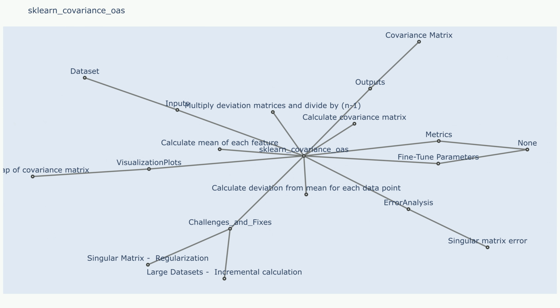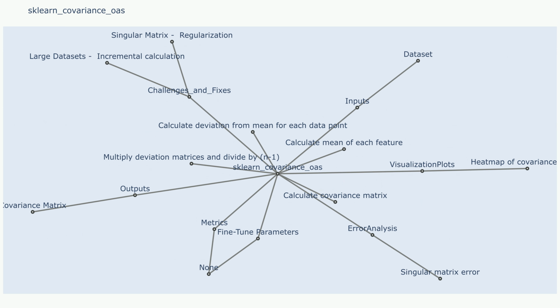Step 2. Explain in detail. The second step involves selecting a specific covariance estimation method from the sklearn covariance module. This could include methods like empirical covariance, Ledoit-Wolf, graphical lasso, or shrunk covariance. Each method has its own strengths and weaknesses, and the choice depends on the characteristics of your data and the intended application.